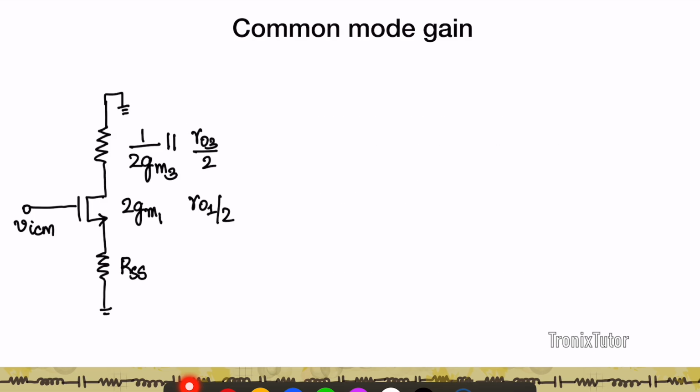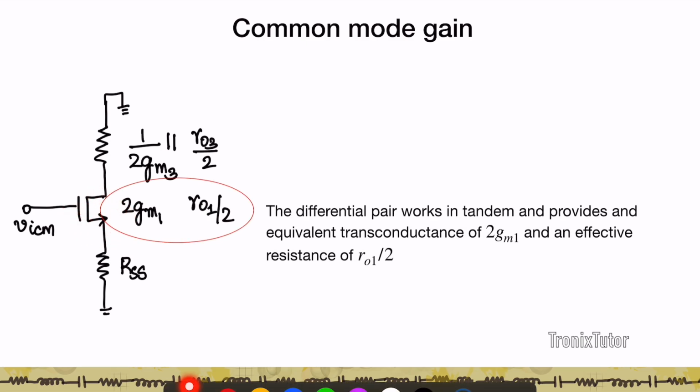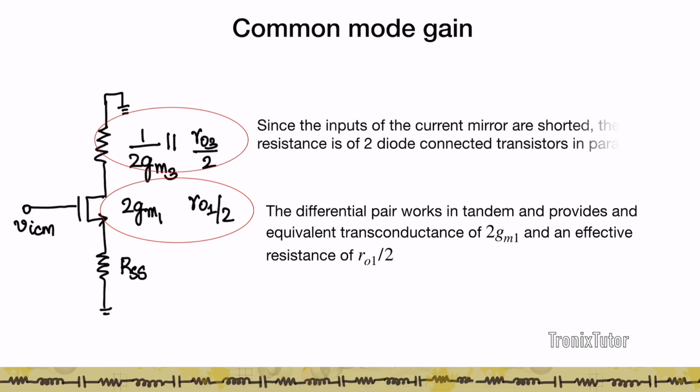So now if I draw the equivalent circuit in common mode, it basically consists of two NMOS transistors, which is the differential pair, connected in parallel. Therefore, they account for 2 GM1 and they account for an RO1 by 2 because there are two RO1s connected in parallel to each other. Similarly, the load, which is the current mirror load, can be thought of as two PMOS transistors in which both the gates and drains are shorted. So I can talk about this as 1/(2 GM3) parallel RO3/2. Again, because I have 1/GM3 parallel to 1/GM4, RO3 parallel to RO4, leading to this term. And then I have the tail current resistance RS.